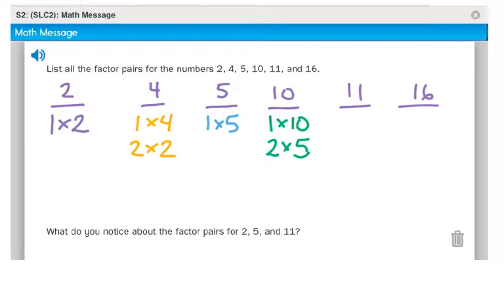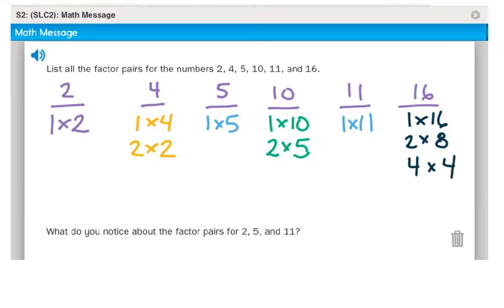For 11, the only factor pair is 1 times 11, 1 times itself. And lastly, 16. We always start with 1 times itself. It's an even number, so I know 2 times something gives me 16. And 2 times 8 gives me 16. Nothing times 3. And 4 times 4.